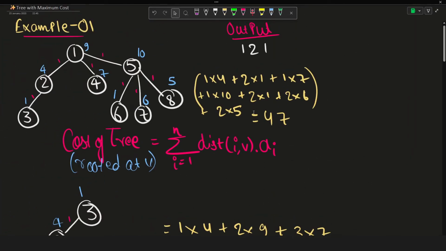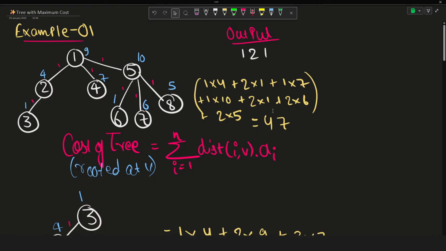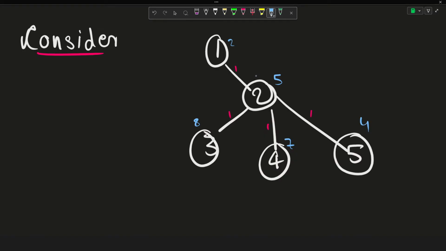So if you remember, this was the original problem from Codeforces, and this is the result that we wanted to get. So let me now explain the same thing that we just discussed with a short example in the meantime. So consider this example in which there are 5 nodes, and also we are given a value associated with each node, and each edge has a weight equal to 1.